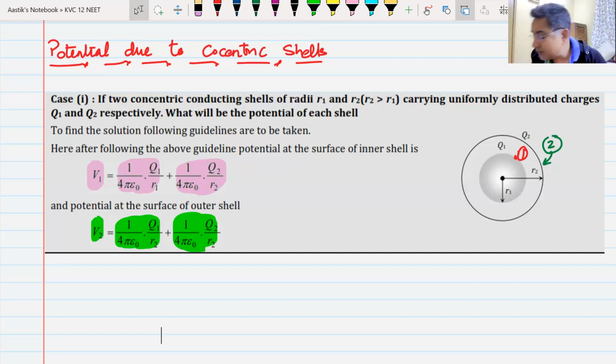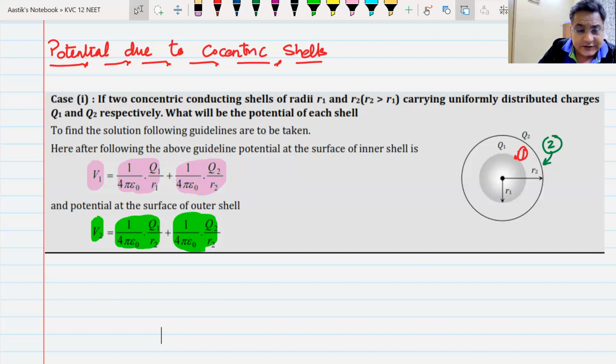So you just remember this formula. If you have two concentric shells, what is the potential of the inner shell? KQ1 by R1 plus KQ2 by R2. What is the potential of the outer shell? KQ1 by R2 plus KQ2 by R2. Have you noted it down, beta? Yes or no? I'll give you 2 minutes.